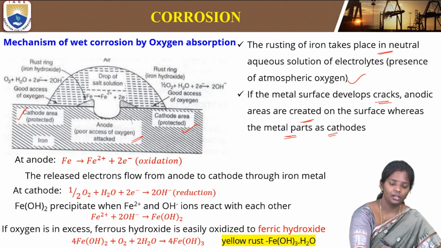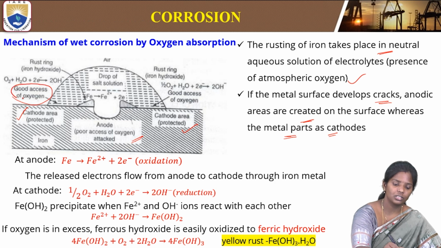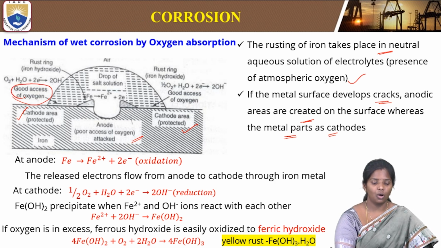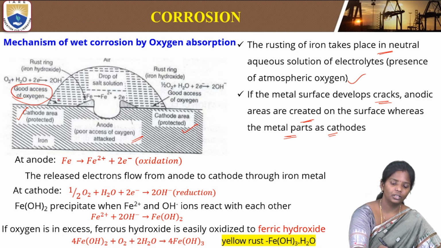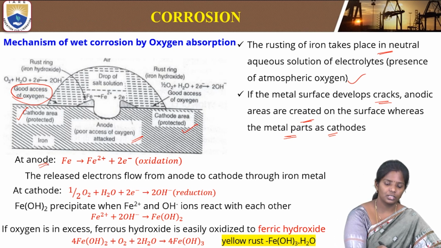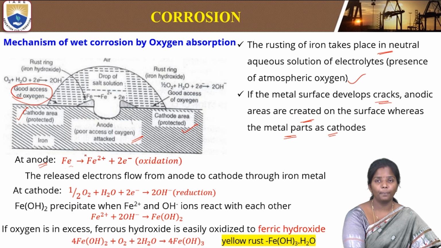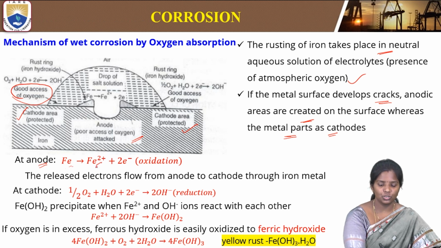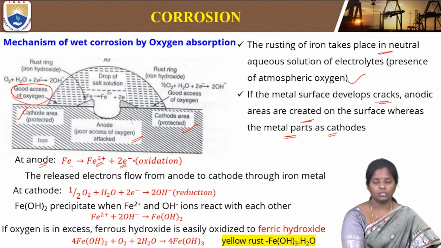So what happens where there is good access to oxygen? There is penetration of oxygen into the metal. What happens at the anode? The iron will oxidize to Fe2+ ions and 2 electrons are released.